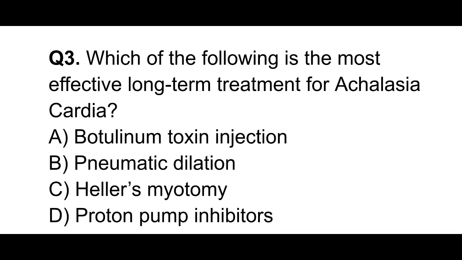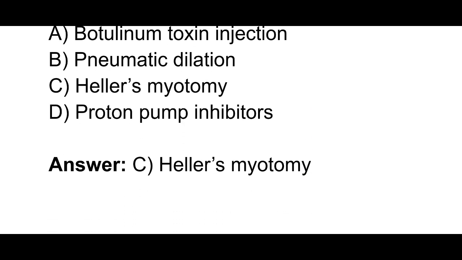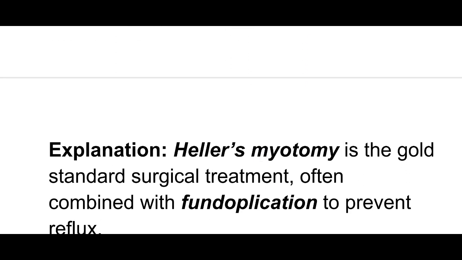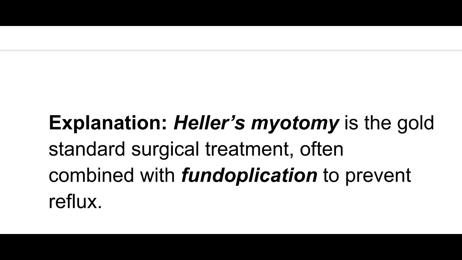Now question 3. Which of the following is the most effective long-term treatment for Achalasia cardia? Option A botulinum toxin injection, B pneumatic dilation, C Heller's myotomy, D proton pump inhibitor. The answer is C, Heller's myotomy, the surgical method. It is the gold standard surgical treatment, often combined with fundoplication to prevent reflux.